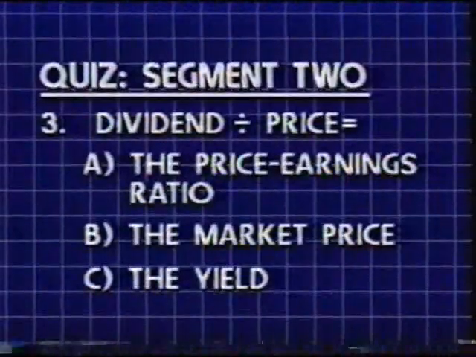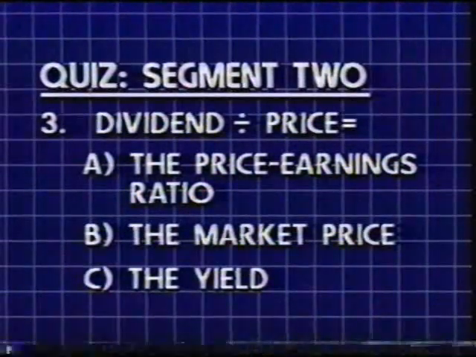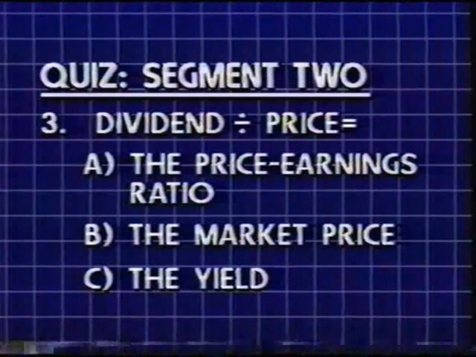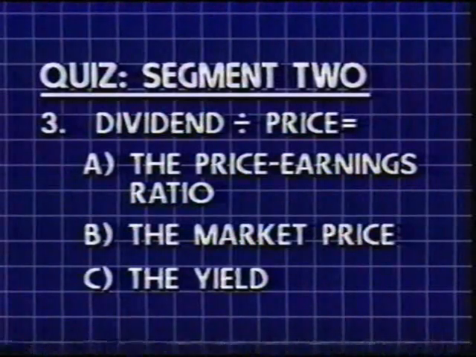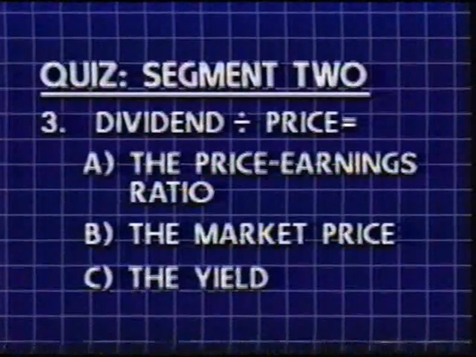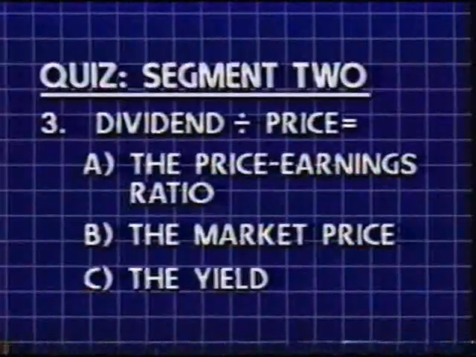If you take a stock's dividend and divide it by the stock's price, you get A, the price-earnings ratio, B, the market price of the stock, C, the yield. C is the answer. You get the yield.